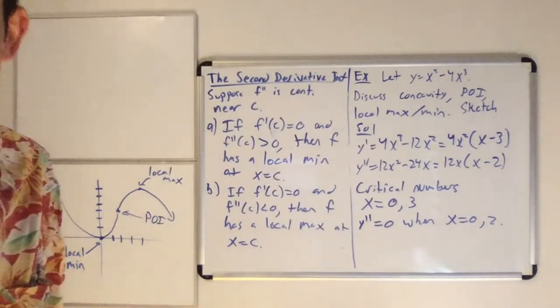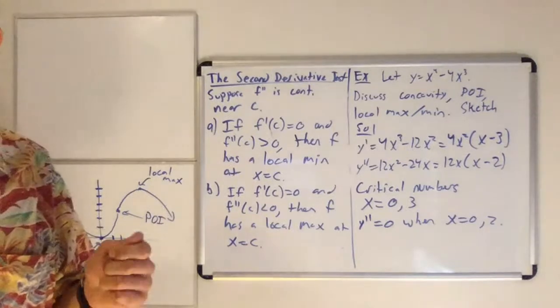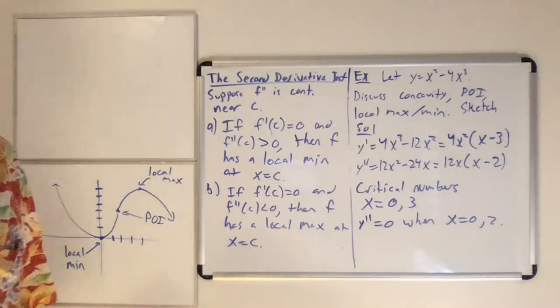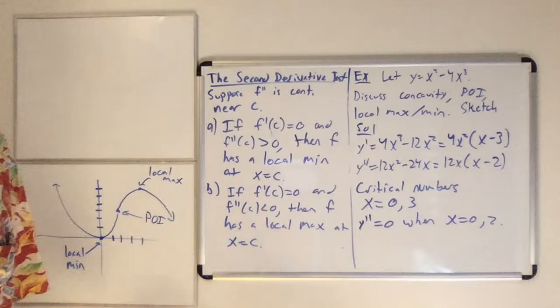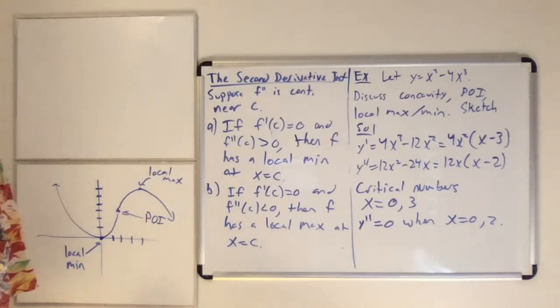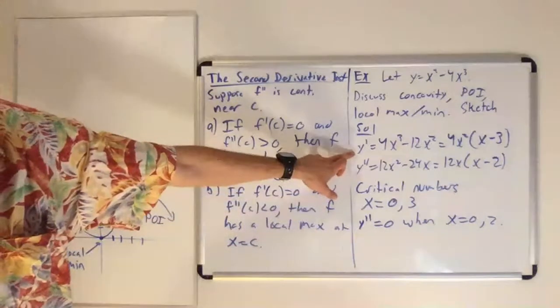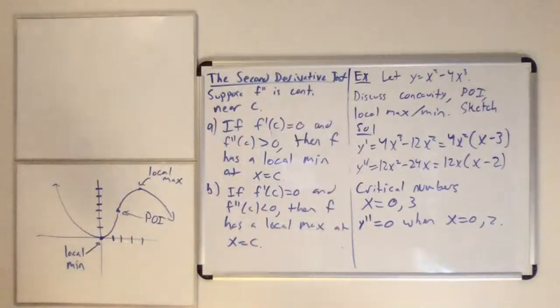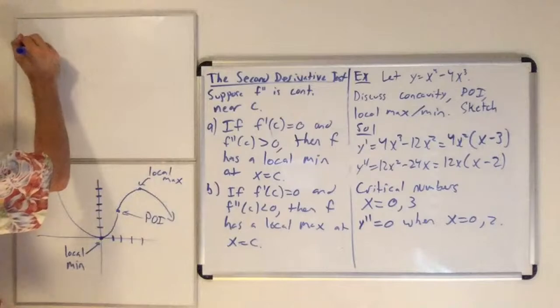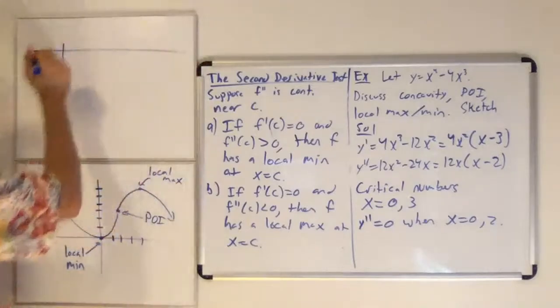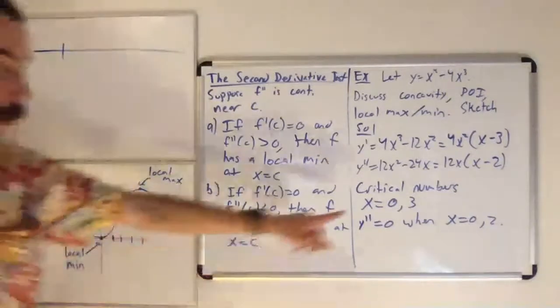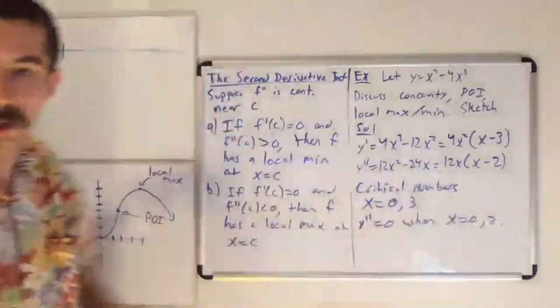Yeah, Jared, you're right. The critical numbers are when f prime is equal to 0 or it doesn't exist. So we have to check both. In this case, we only have to check when it's 0 because it's a polynomial. Okay, so let's break up our interval. We'll break it up at 0, 2, and 3.